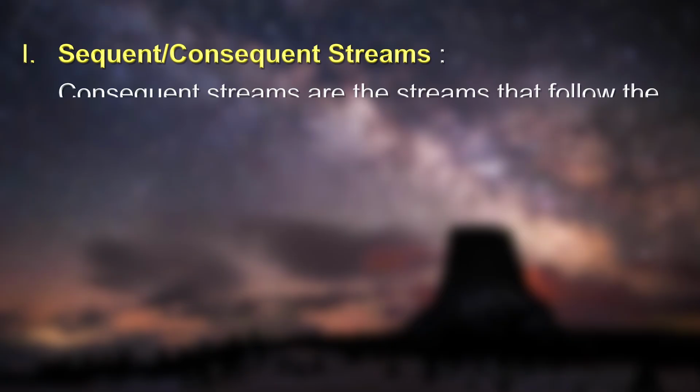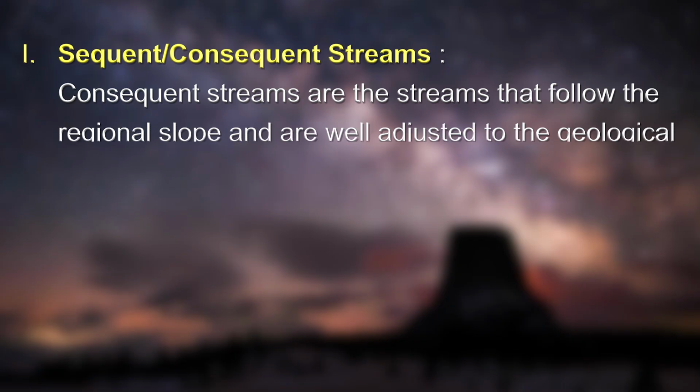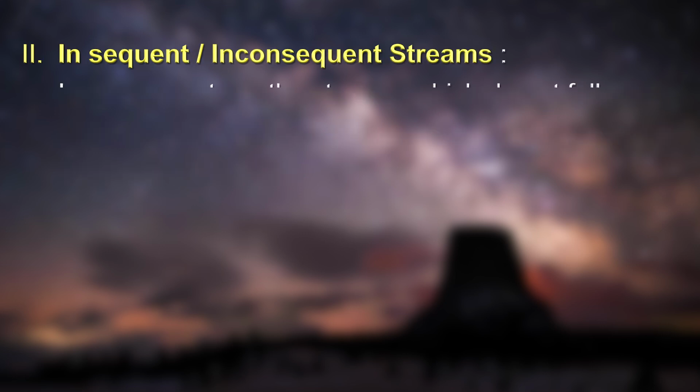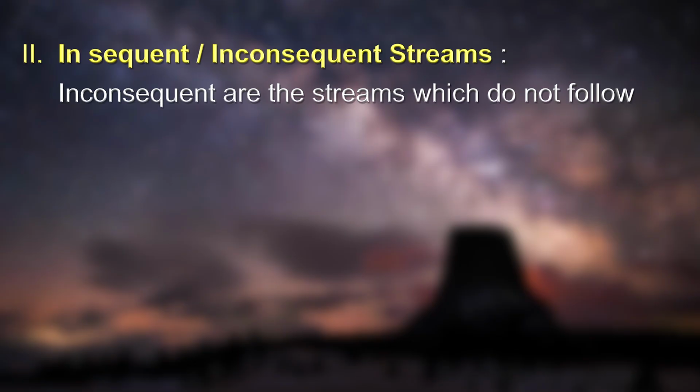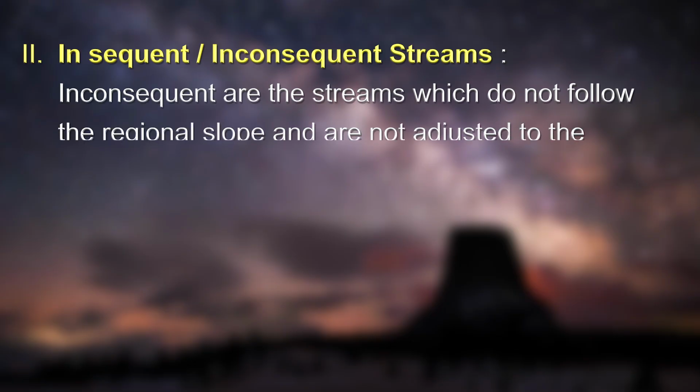Drainage systems are divided into two broad categories on the basis of adjustment of the streams to the initial surface and geological structure as: 1. Sequent or consequent streams. Consequent streams are the streams that follow the regional slope as well as are adjusted to the geological structure of the area. 2. Insequent or inconsequent streams. Inconsequent streams are those which do not follow the regional slope and are not adjusted to the geological structure.